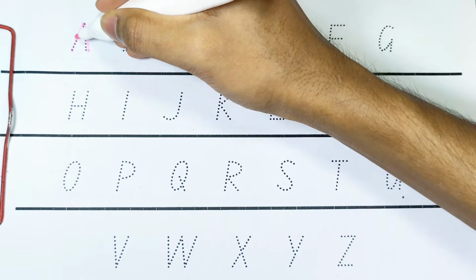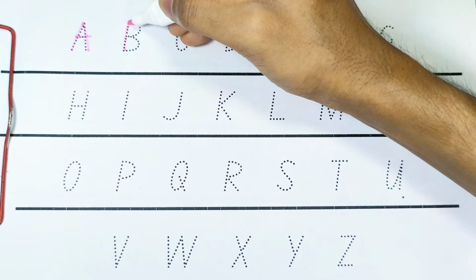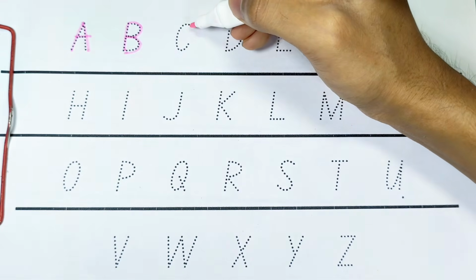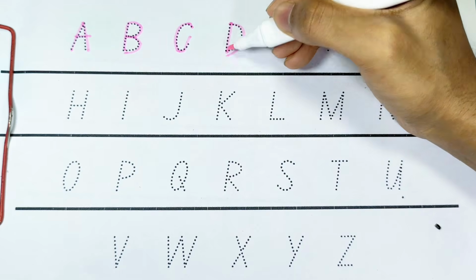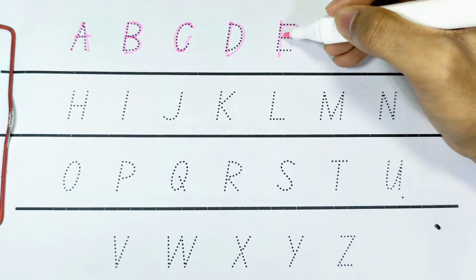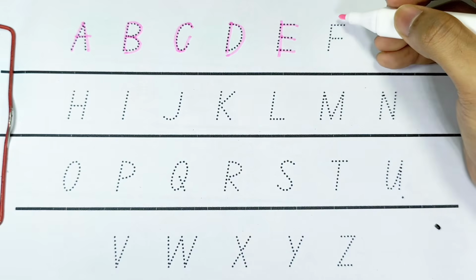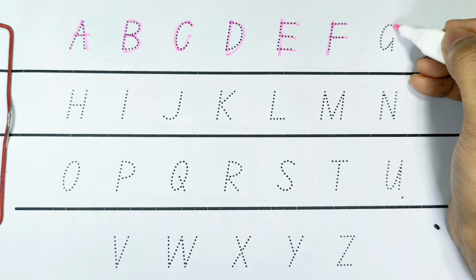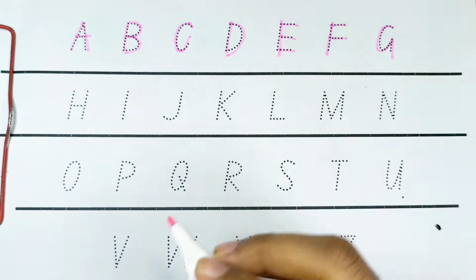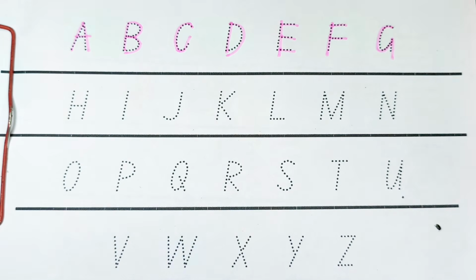Now we're writing the alphabet of A. A for apple. B for ball. C for cat. D for dog. E for elephant. The next one is F. F for fish. The next one is G. G for God.